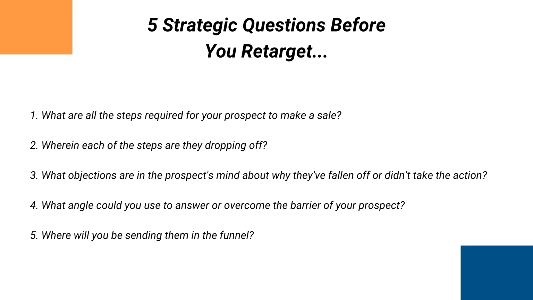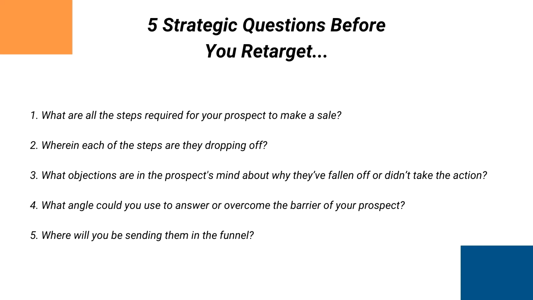Before creating your strategy, you have to know this first, where you need to ask yourself these 5 strategic questions. Number 1, what are all the steps required for your prospect to make a sale? Number 2, where in each of the steps are they dropping off? Then, what objections are in the prospect's mind why they've fallen off or didn't take the action? Then what angle could you use to answer or overcome the barrier of your prospect? And finally, where will you be sending them in the funnel?